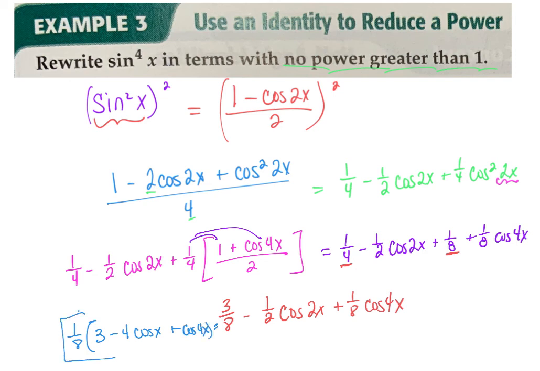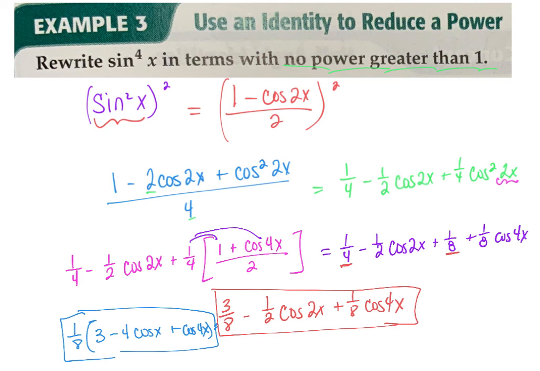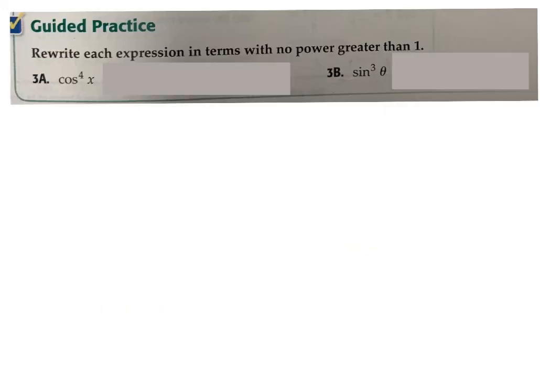I will take either of these answers. I don't think one is any simpler than the other to have the 1/8 pulled out, personally. So you are welcome to leave it just like this, which is how I left the practice problems as well. So go ahead and try A and B. B is not the same. You're going to multiply sine and sine squared there. So it's easier, actually, but just pay attention to get sine cubed.